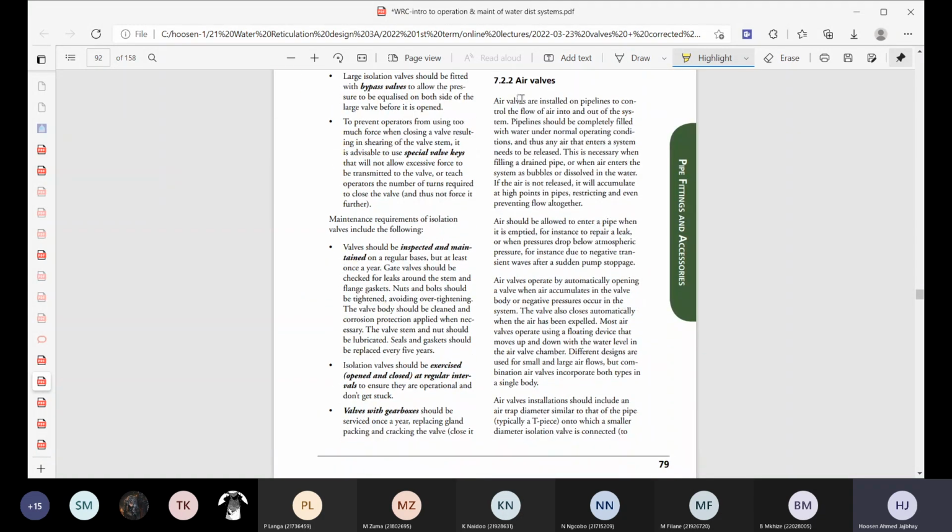When it comes to air valves, you just notice it says the control of flow into and out of the system. Into the system is when you're carrying out maintenance and emptying the pipe out. Then you need to replace the water with air when you're emptying it out. That's when these valves also work, and then it's referred to as a vacuum release valve, where you introduce air into the system.